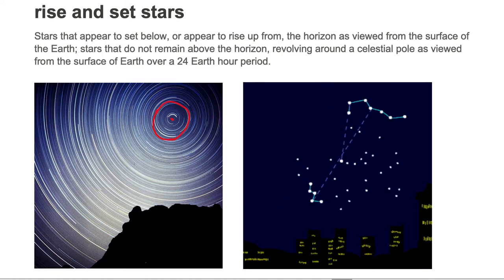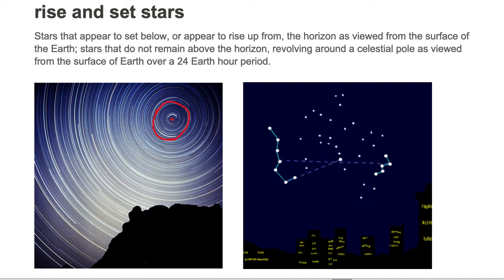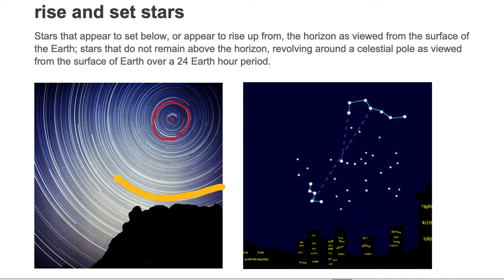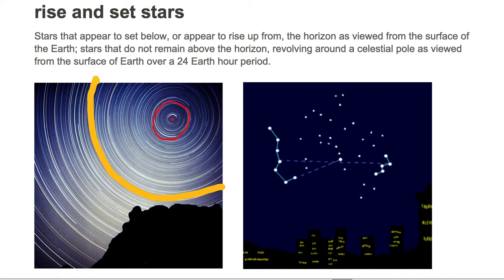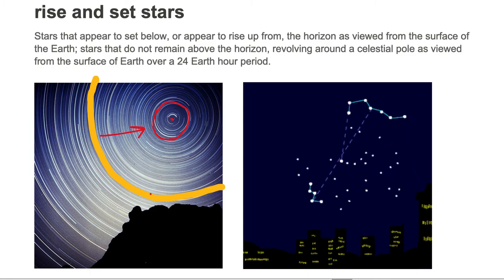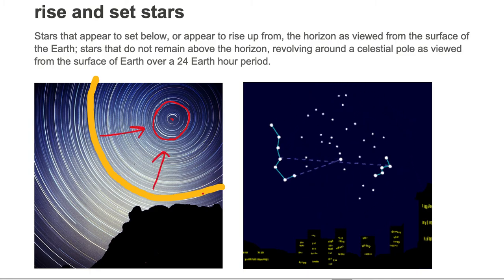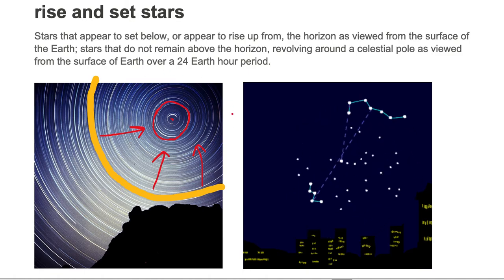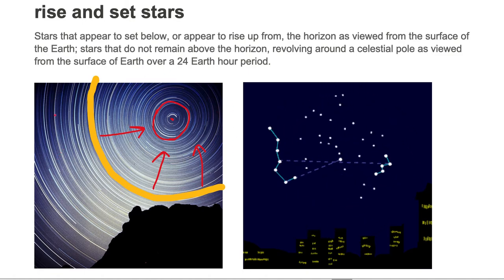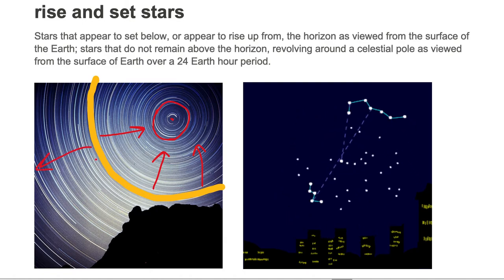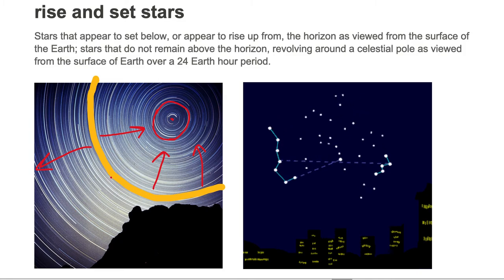Notice that anything to the inside of this yellow line, that star trail, these are circumpolar stars. Anything to the inside of the yellow line are circumpolar stars. They seem to make complete circle star trails in the sky. Anything that makes an arc that's on the outside of the yellow line, these are your rise and set stars.